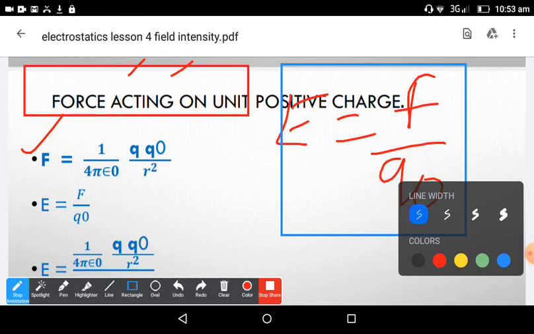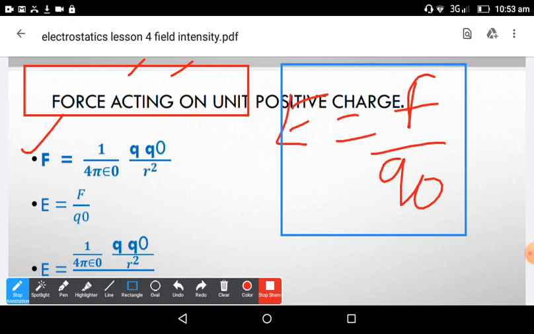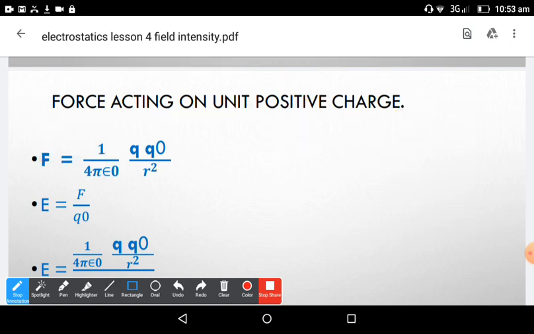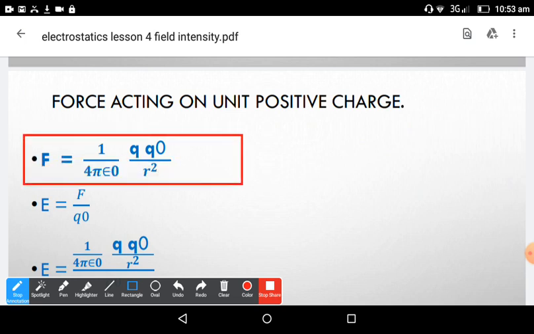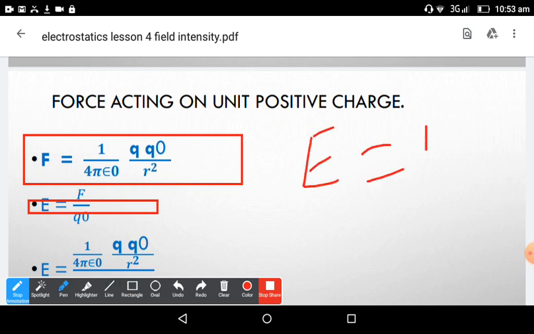Same. Force between the two charges is Q1 Q2 by R square. But this force is like the total price, say total force. And what is this? Intensity of electric field. Force per unit charge. So force per unit charge means E equals F by Q.